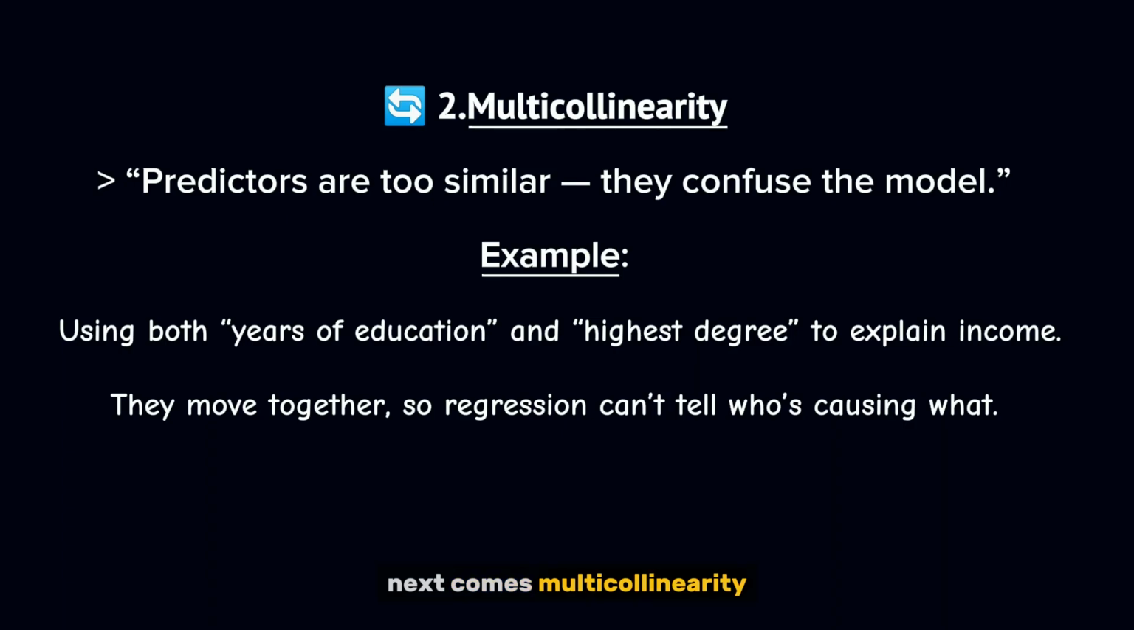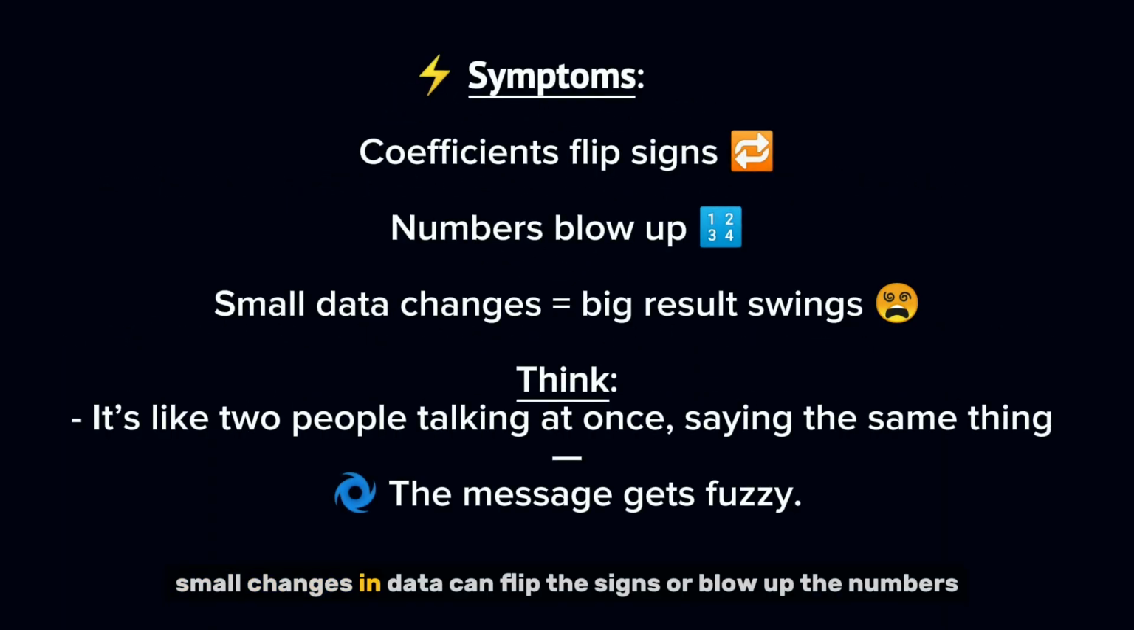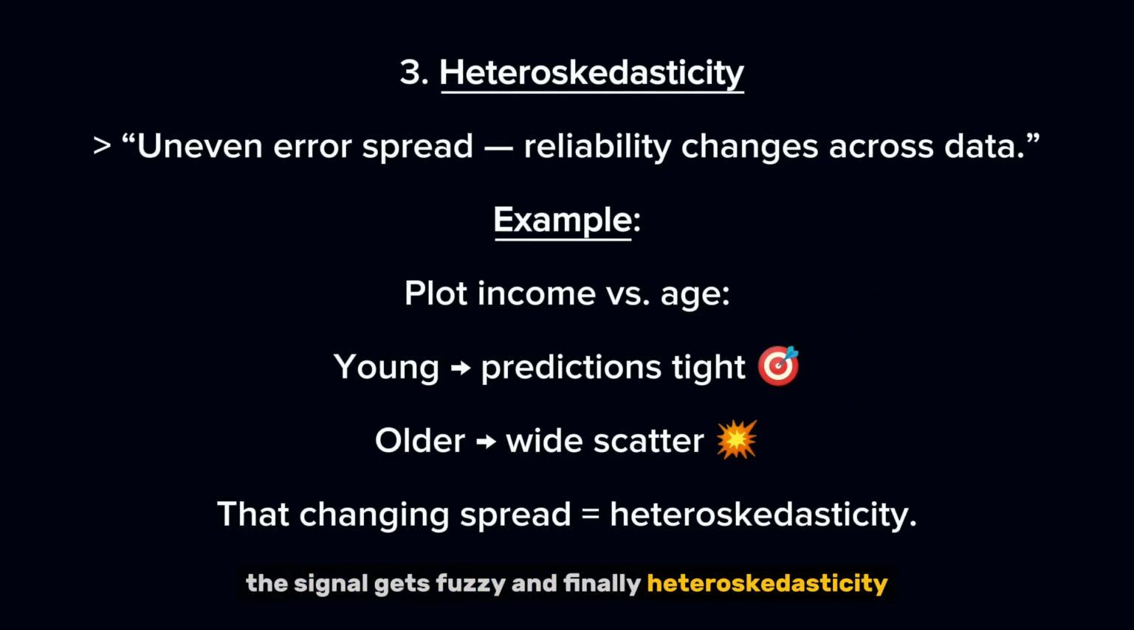Next comes multicollinearity. This happens when your predictors, the variables you include in the model, are too similar to each other. Think of it like asking both years of education and highest degree earned to explain income. Those two move almost hand in hand, so the model gets confused about who deserves the credit. In extreme cases, the regression still runs, but the individual coefficients become unstable. Small changes in data can flip the signs or blow up the numbers. It's not that your model is wrong, but it's like trying to hear 2 people talk at once and realizing they're saying nearly the same thing. The signal gets fuzzy.